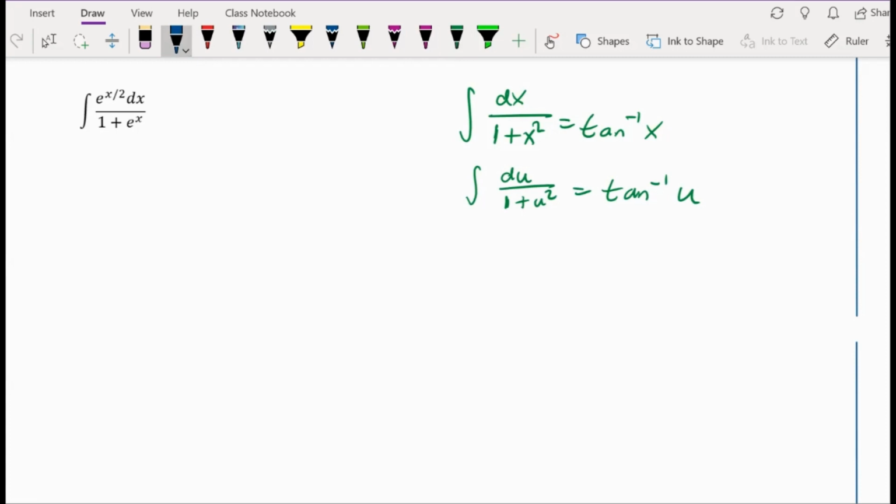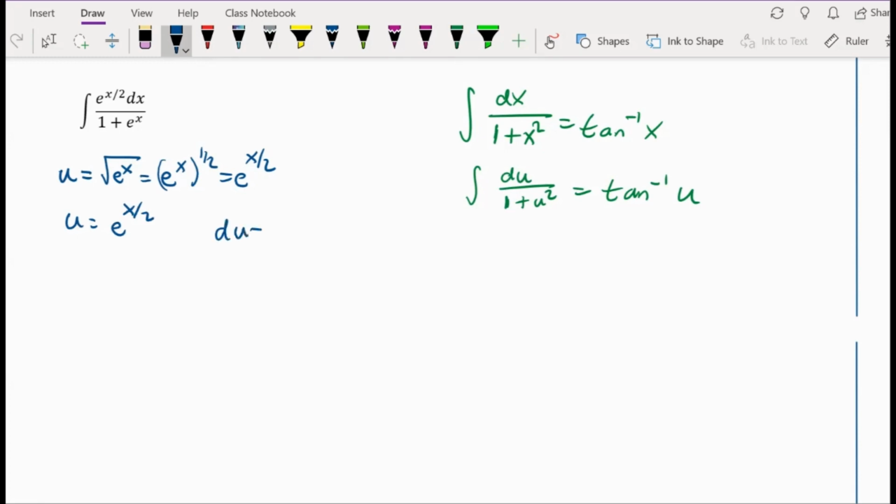What I really want is for this e to the x to play the role of u squared. Well, if e to the x is going to be u squared, then that means that u itself has to be the square root of e to the x, which is e to the x to the 1/2, which is e to the x over 2. There we go. So we have u equals e to the x over 2. Now we're starting to get closer to that expression on top that we have to replace.